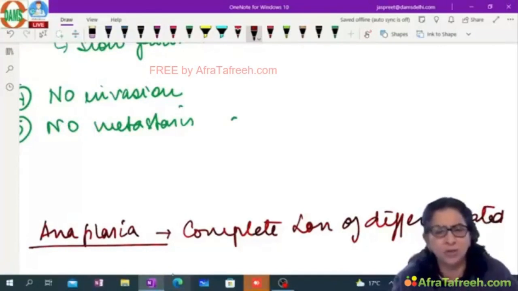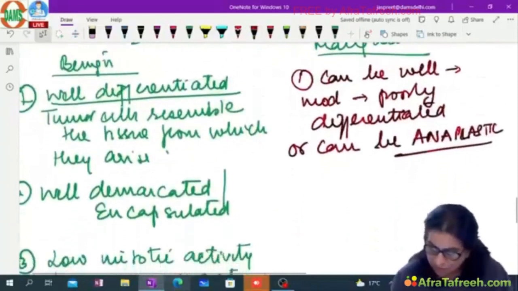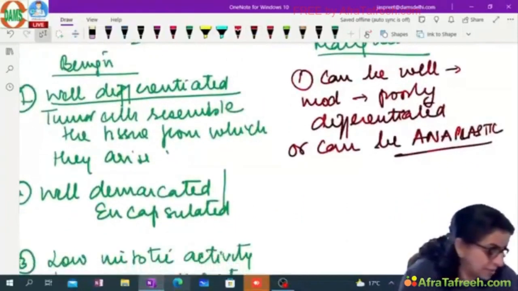Liposarcoma cells may not at all look like normal fat cells, so you can't even make out that it is a fat tumor. It's a tumor of fat cells. That is called complete loss of differentiation. So they can be anaplastic, with complete loss of differentiation.